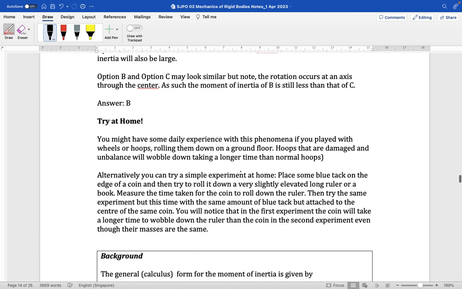You might have some experience with this if you played with hoops which might be damaged and then they start to wobble around. They will actually take a longer time than hoops that are perfectly circular. You can also try a simple experiment at home using a blue tack as well as a coin, and place the blue tack at the edge as well as at the center and see the amount of time it takes for it to roll down a straight object like a ruler.